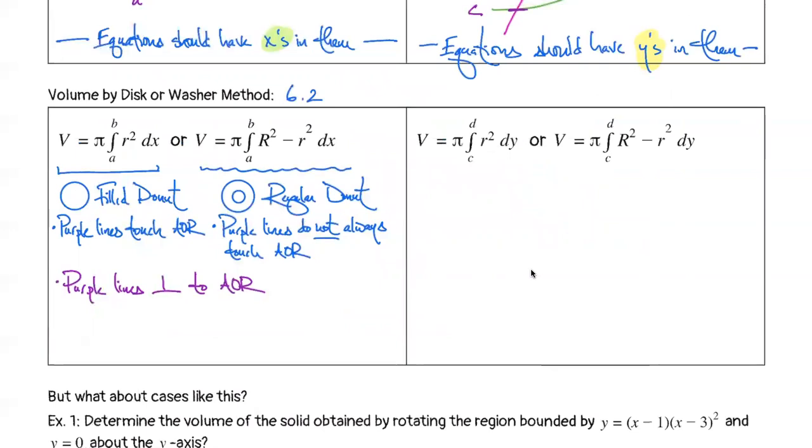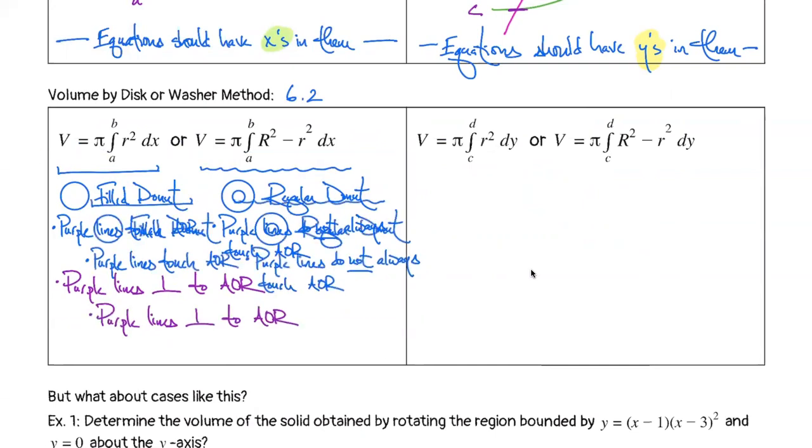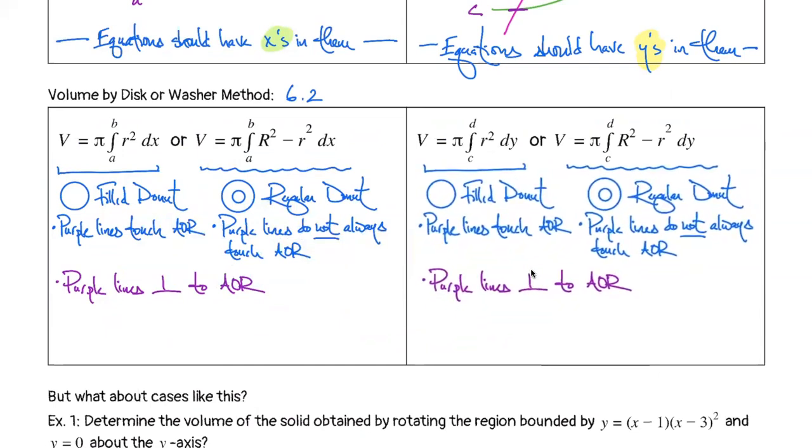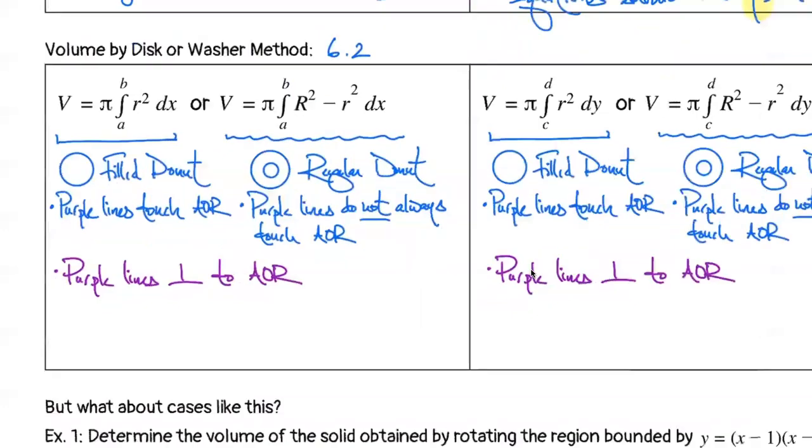All right, if we were to think about what we can take from here for the dy situation, I think that everything we've written actually stays the same, right? If there's no big R squared minus little r squared, it's going to be a filled donut. Whereas if we are subtracting something, it's going to be a regular donut. But I do want to add one more piece to both of these, and I think that will be what's different between the two, okay?